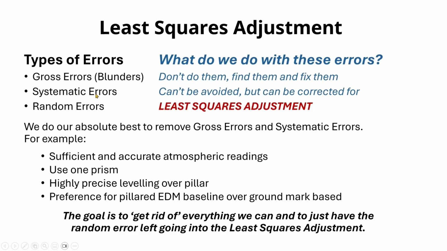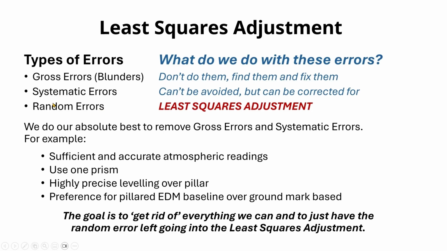The systematic errors, we often can't exactly avoid them, but due to their repeatable nature, we can correct for them. They can often be minimized or removed by applying appropriate observation techniques. An example of this is taking two-phase observations to eliminate collimation and other errors.